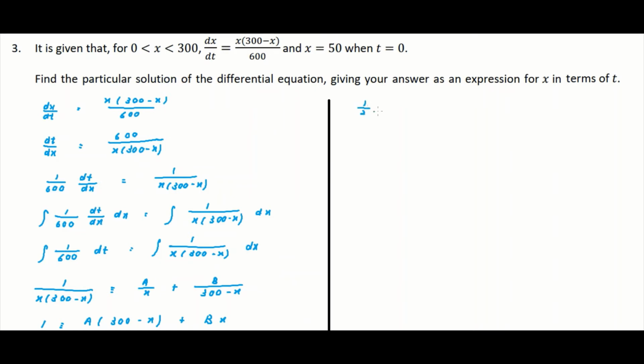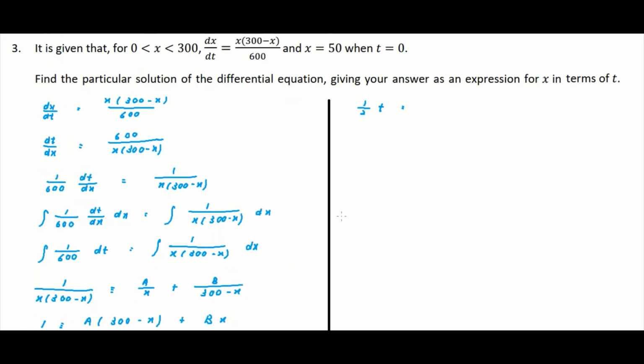1 over 2t equal to, so you have ln x minus ln x minus ln 300 minus x plus c. Okay, so after you have reached this place, then it depends on you whether you want to substitute now or you want to change your t first. If you change your t first, then you have two. It just depends on you.